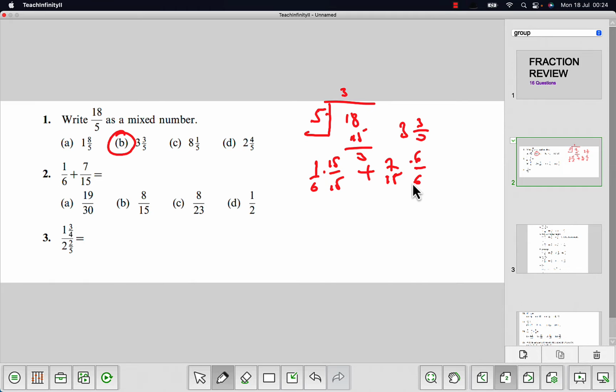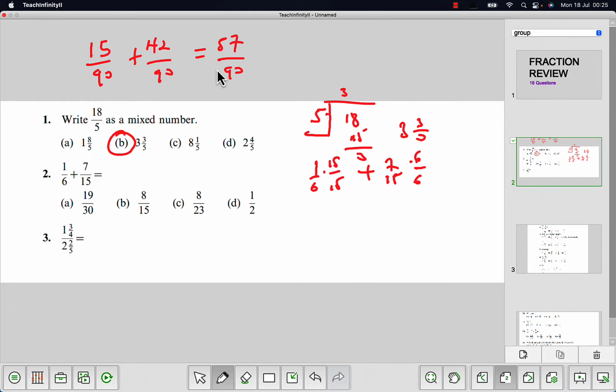So let's see, this is going to give us 15, and then 15 times 6 should give us over 90, right? Plus 6 times 7 should give us 42 over 90. So 42 plus 15 should give us 57 over 90, right? 57 over 90.